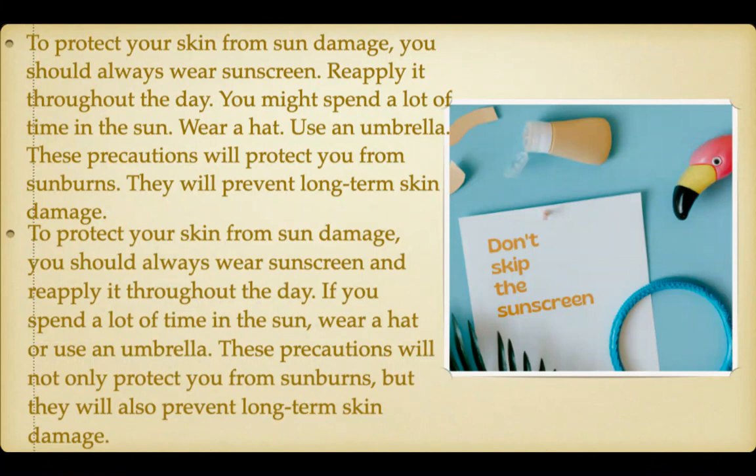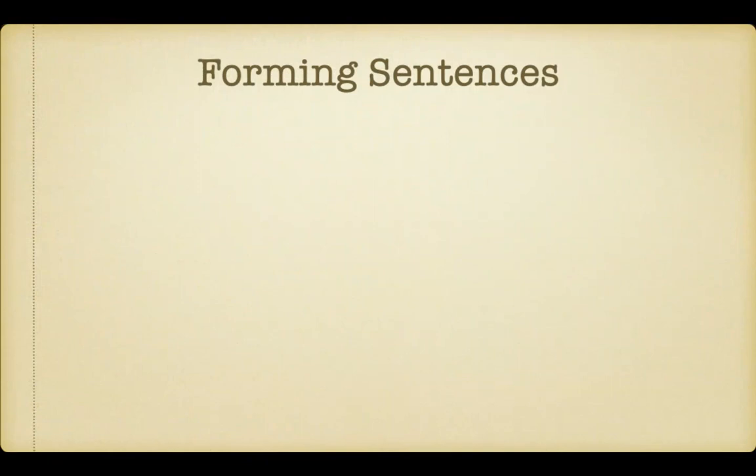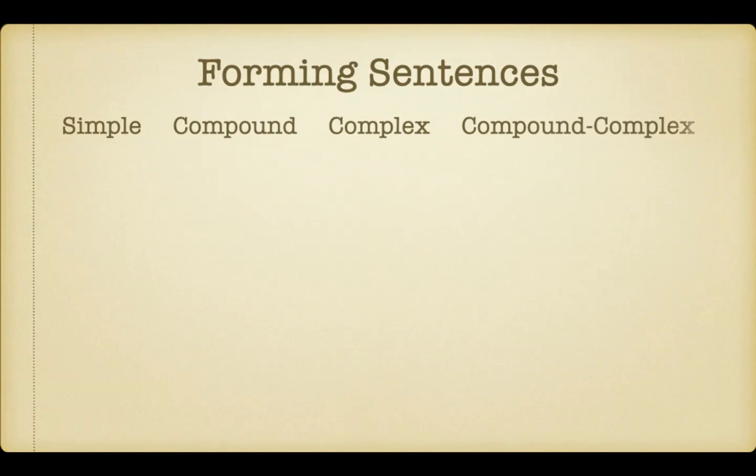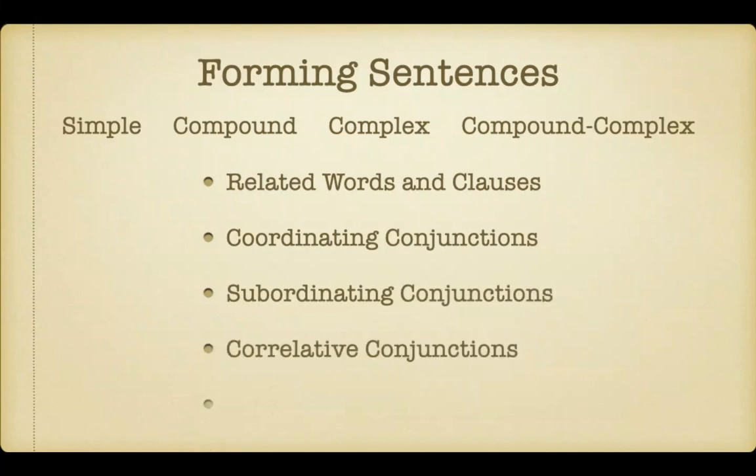The revised example uses conjunctions to combine related ideas and words, and to create new sentence structures. These can follow one of four sentence patterns: simple, compound, complex, or compound complex. In this lesson, you'll learn about the formation of these sentence structures with the following components: related words and clauses, coordinating conjunctions, subordinating conjunctions, correlative conjunctions, and conjunctive adverbs.